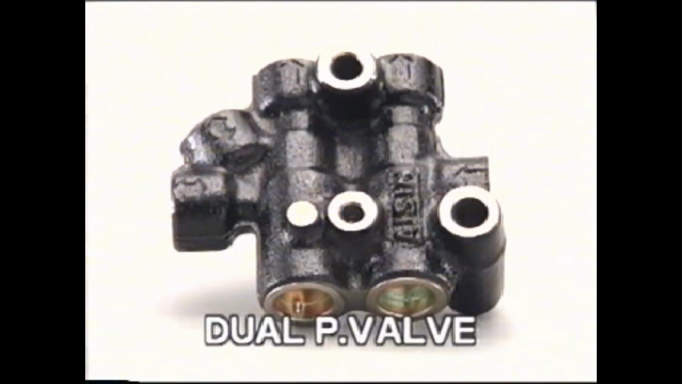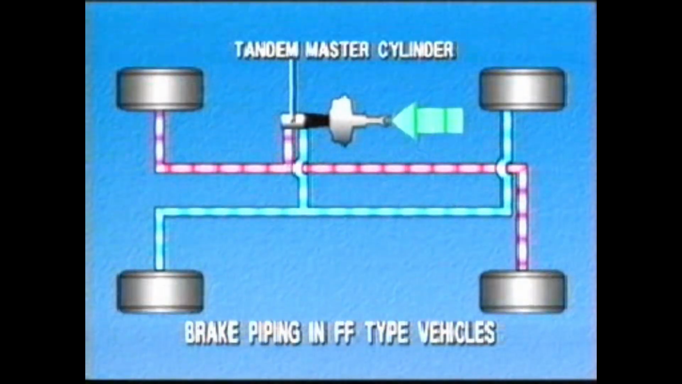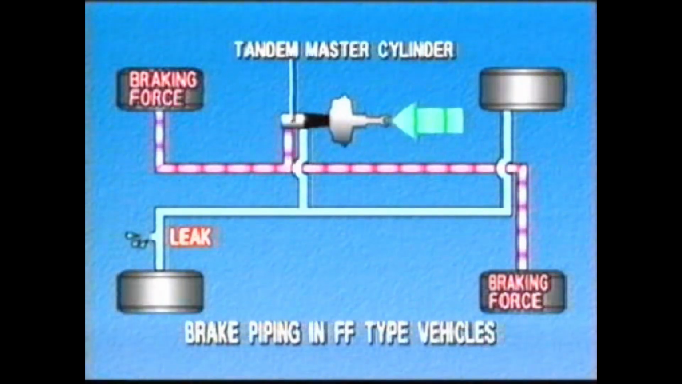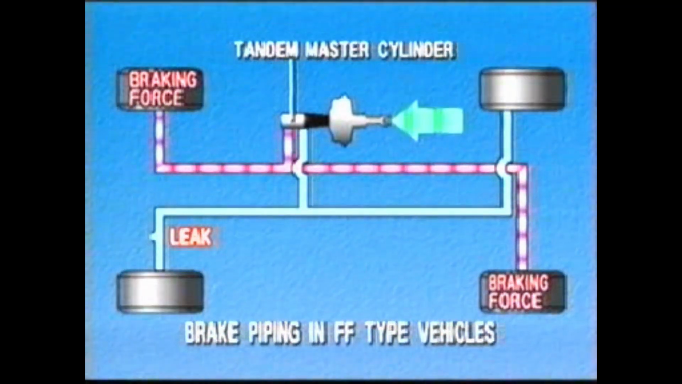The dual P-valve has a pair of P-valves operating side by side. This is usually used in diagonal brake piping of FF vehicles. In the case of hydraulic pressure failure in the front, the rear braking force adjusted by the P-valve would be insufficient.